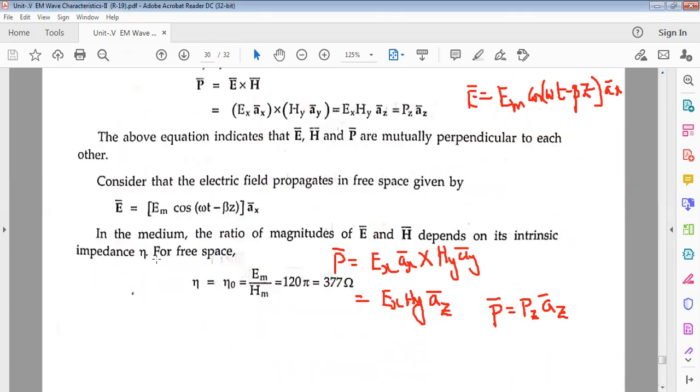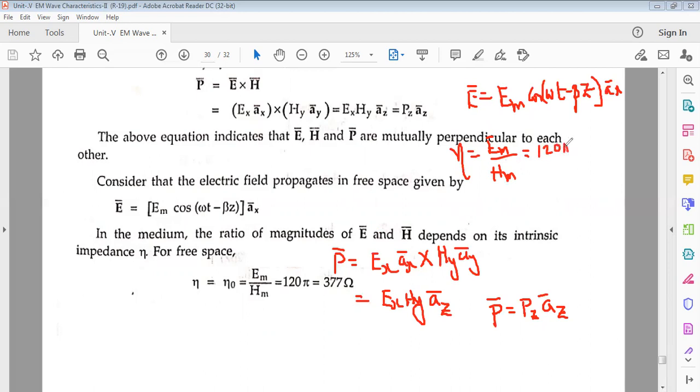its intrinsic impedance. Eta is equal to, we know, the ratio between the electric and the magnetic field. Eta is equal to Em plus by Hm plus, or minus Em minus by Hm minus. So I'm taking both as positive only. The value is always 377 ohms.